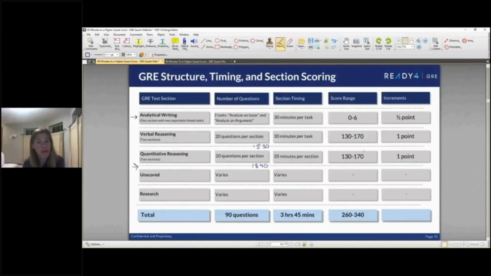These are scored on the 130 to 170 point range. I'll give you a little curve to give you a better idea of what that means in a second, because it's unusual. And like I said, then there's the unscored and the research section. So at the end of all this, you've been sitting there for 3 hours and 45 minutes. Then you'll get a score between 260 and 340, plus you'll get your essay score, which will be from 1 to 12. Okay, and that is it. And you can decide at the test center if you want to keep your score or get rid of it. But that is what your score will be.